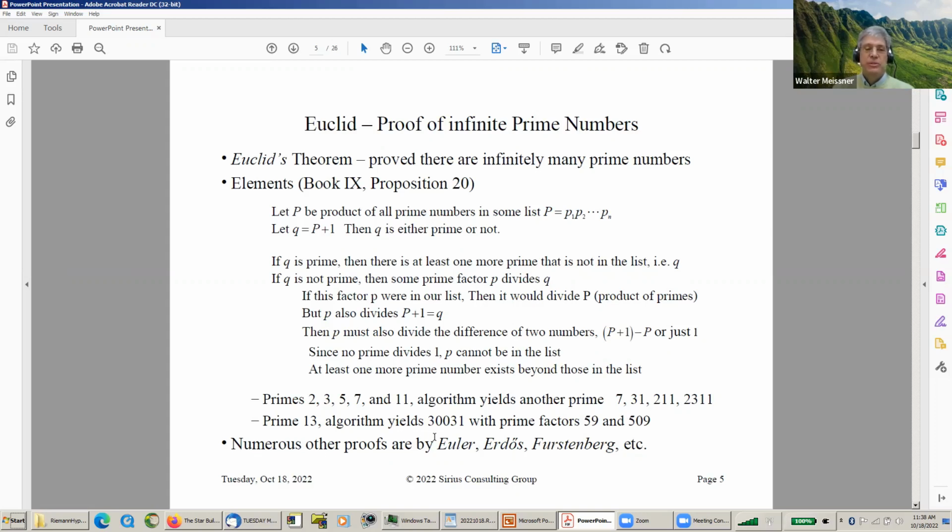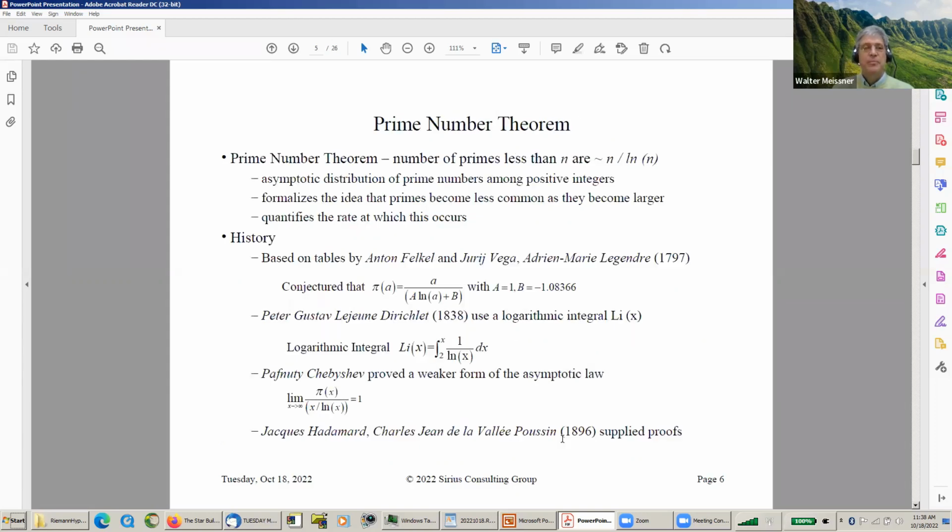There are numerous other proofs by Euler, Erdős, and Furstenberg, and I won't get into them. Let's talk about the prime number theorem. So people have been looking at primes and trying to see how they propagate as you go up in the integers.